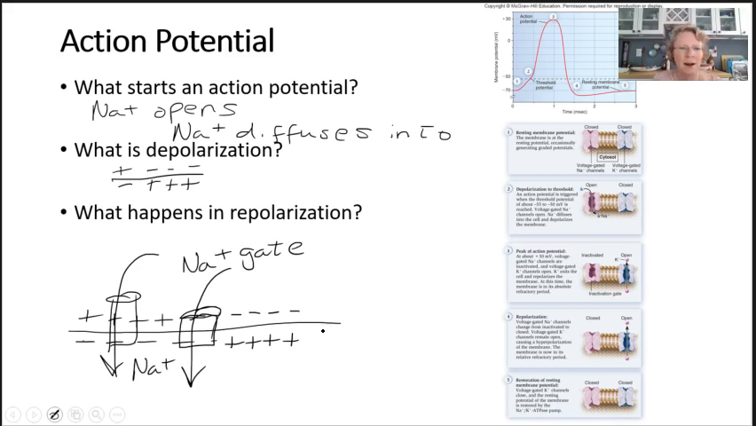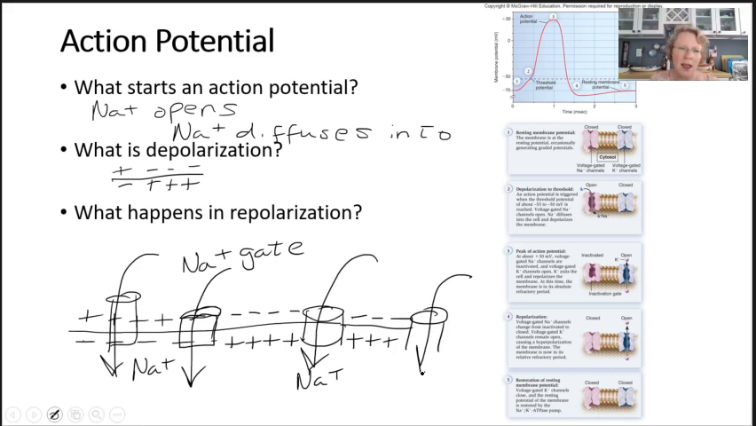And what happens there is this will cause another sodium gate to open, and in comes the sodium, and that causes our depolarization again, which is going to open up another sodium gate. And in comes the sodium, which is going to cause depolarization. And then as soon as the message passes, we have yet another channel opening. This is our potassium channel. And potassium will diffuse out.